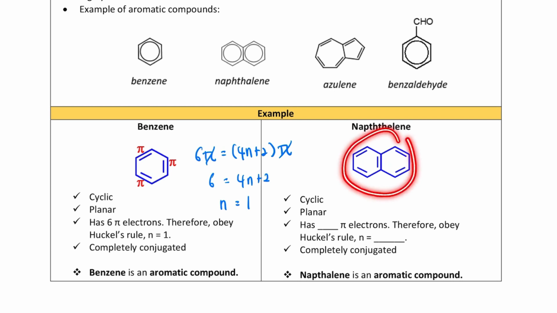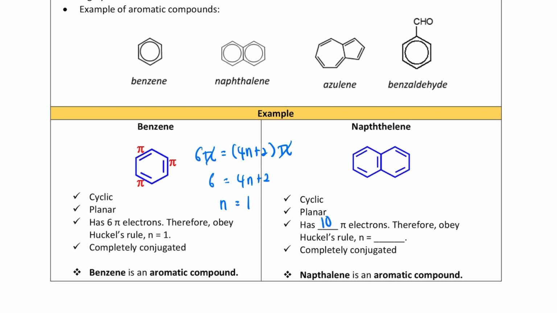Okay, so next kita tengok naphthalene pula. Okay, naphthalene ni aromatic ke tak? So kena check satu-satu. So the structure is cyclic, yes. Semua bersambung cyclic dia. Planar kita tinggal jap. So how many pi electron ada dekat sini? So sini ada 2 pi, 2 pi, 2 pi. So, sini 2 pi, 2 pi. So, total 2, 4, 6, 8, 10 pi elektron. So, there are 10 pi elektron.